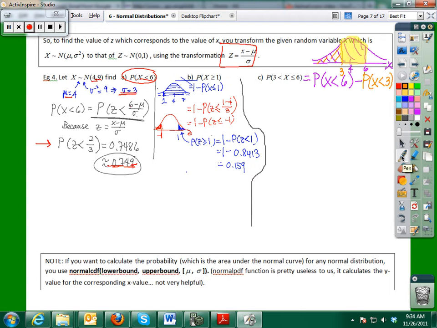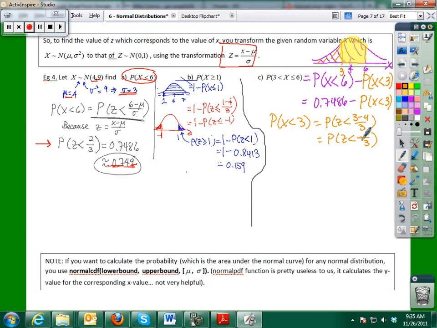So that's actually the area that I'm after. Conveniently enough, the probability that x is less than 6 is something that we solved for within part A. So that's about 0.7486. I'm not going to round until I'm absolutely forced to. And now I have to evaluate this probability that x is less than 3. This one is quite similar, I think, to part B. The probability that x is less than 3 is the same thing as the probability that z is less than 3 minus 4 all over 3. So that's the probability that z is less than negative 1/3.